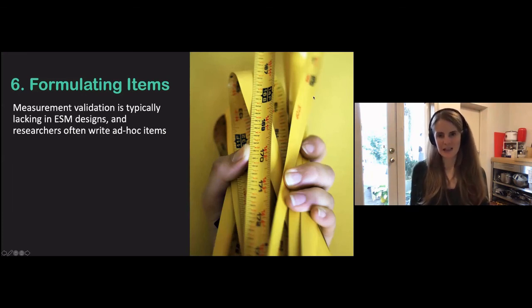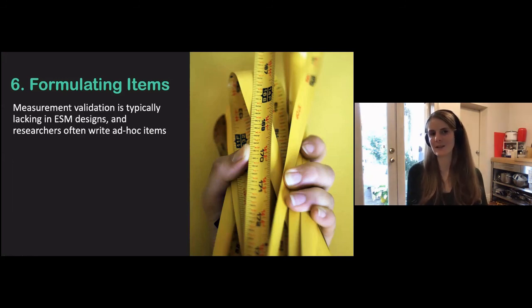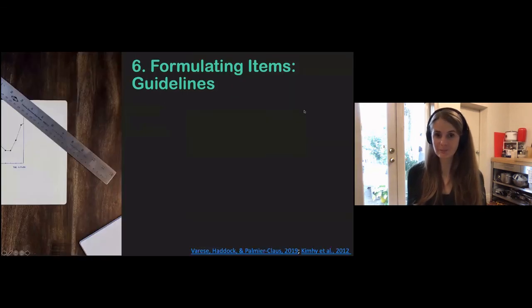So now I'm going to switch gears to talking about formulating items. Measurement validation is something that's really lacking in ESM design, and indeed in a lot of social psychology at least. Because we don't have very much space to measure our constructs, if we go with 25 items, researchers will often make up items because we just can't use a full scale when we don't have that much space to put the scale in. So I'm going to hopefully show you how to write your own items in a sensible way, but also leave you with some sources that might help you avoid having to do that.